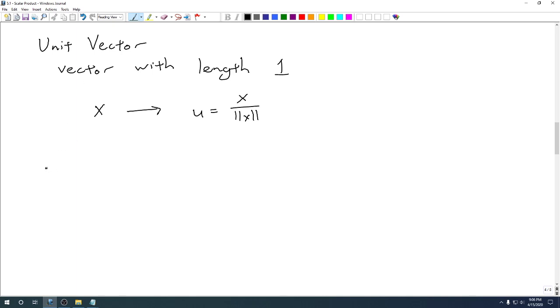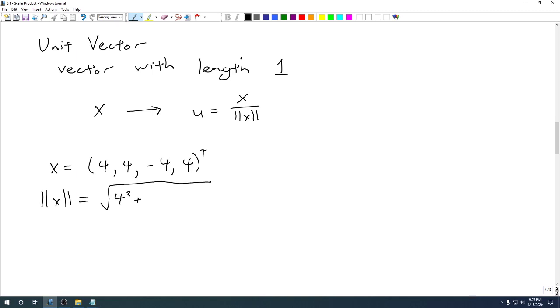As an example, let's go ahead and take that vector x from our problem 17. So this vector is 4, 4, negative 4, 4. Technically, it's a column vector. We know its length. Well, we can find its length. We don't know it yet. We're going to take the square root of 4 squared plus 4 squared plus negative 4 squared. Of course, the negative's not too important there. And then plus another 4 squared.